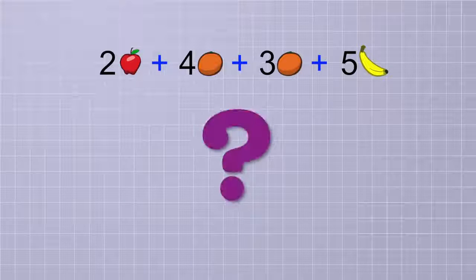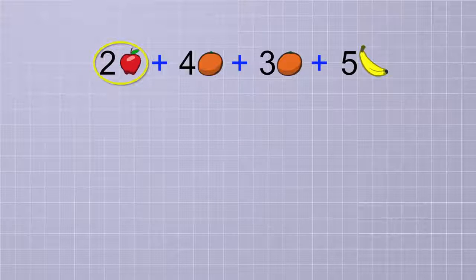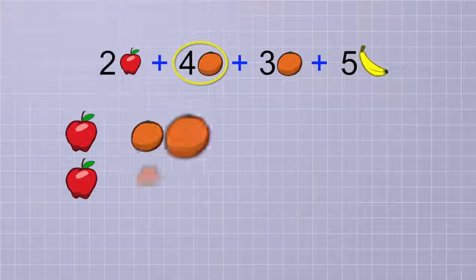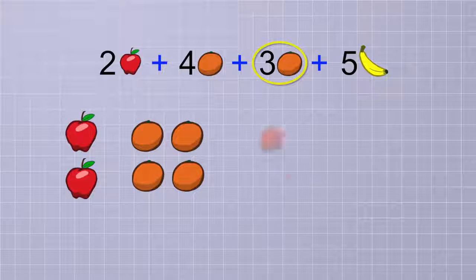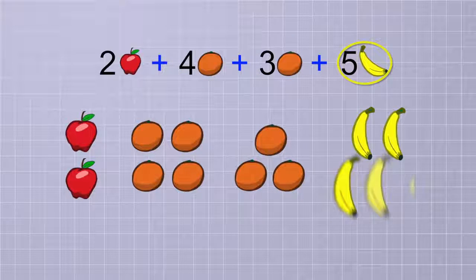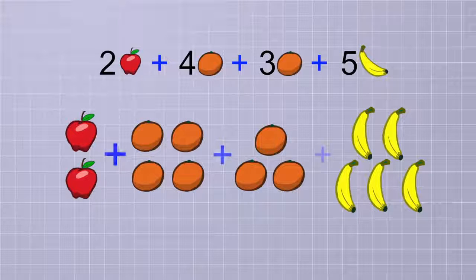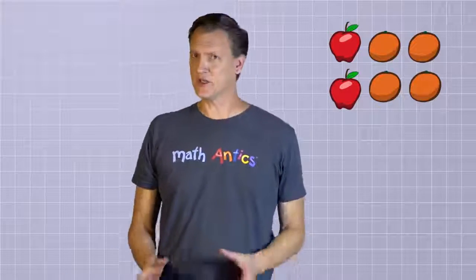If we do that, what would this new fruit polynomial be telling us? Well, this first term represents 2 apples. The next term is 4 oranges. The next term is 3 oranges. And the last term is 5 bananas. And these are all being added together. So that raises the question, what do you get when you add 2 apples to 4 oranges? Well, you get 2 apples and 4 oranges. Since they're different fruit, you can't combine them. Well, unless you have a blender, that is.